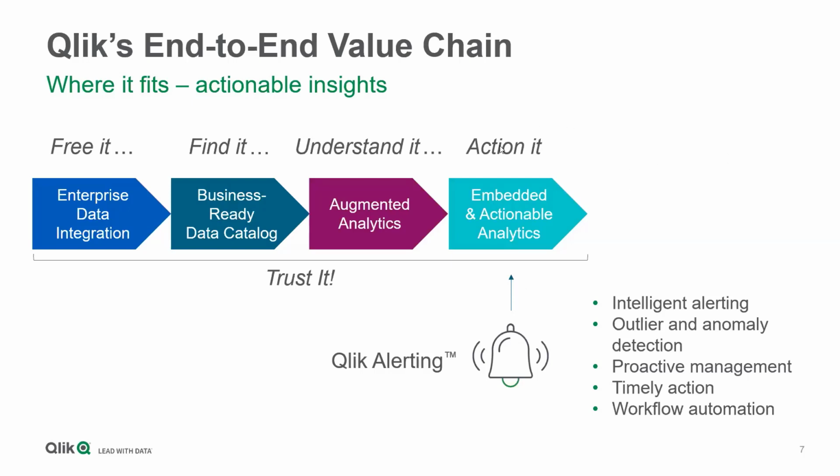But where Qlik Alerting sits is really in this space about making it embedded into processes and making the analytics actionable. In terms of some of the pieces I've already called out, intelligent proactive alerting on outlier or anomaly conditions or combinations of conditions. But really what we're looking to do is have you take timely action, and when these conditions occur, be able to kick off that whole workflow automation process. So that concludes the positioning element that I've got for Qlik Alerting.